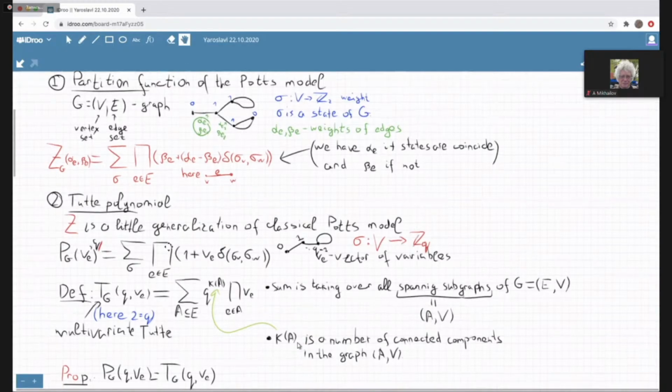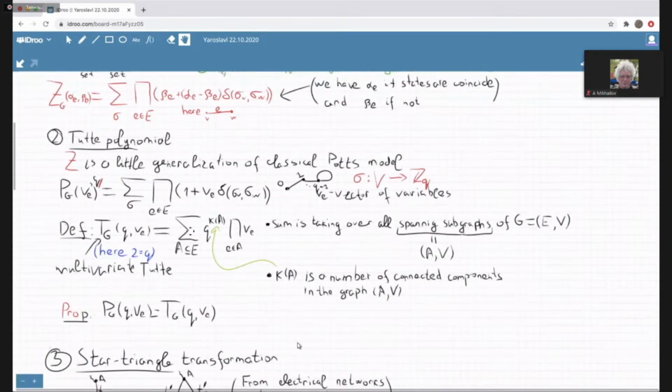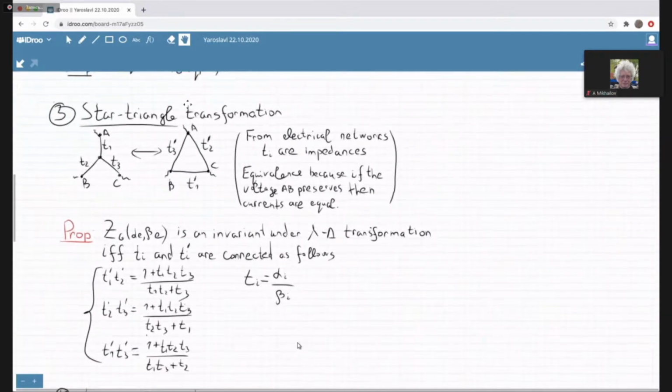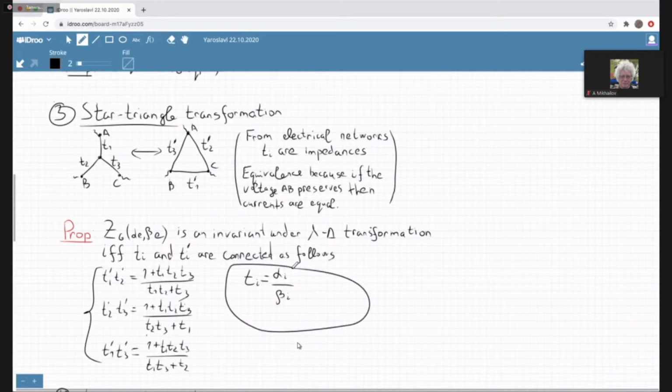Okay, so what is the graph transformation? It's called the star-triangle transformation. Let's consider a graph like before, with possible loops and multiple edges. And this A, B, C capital are just vertices, and A, B, C capital again vertices. These T with subscripts are somehow connected with my alpha_e and beta_e. You see here the connection.